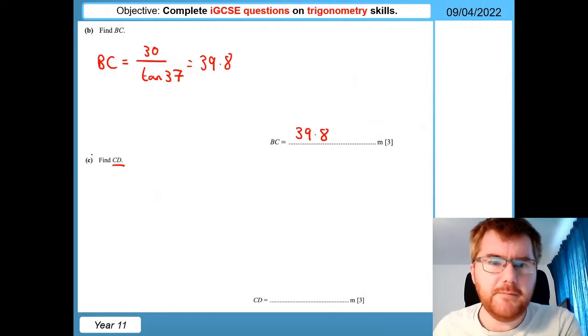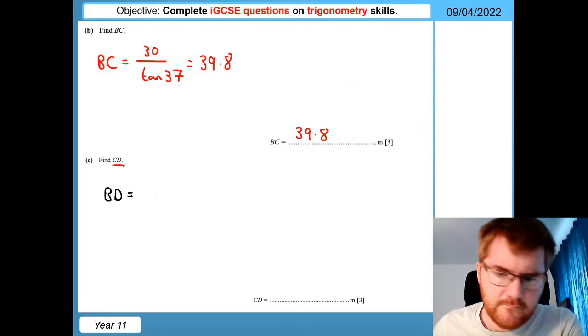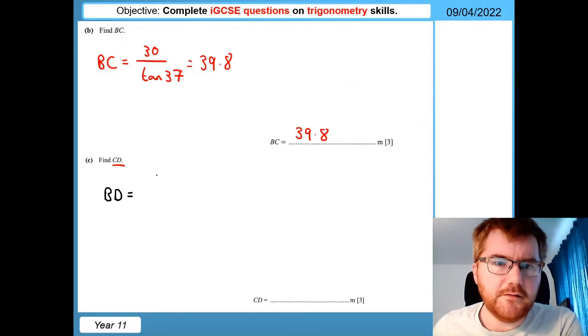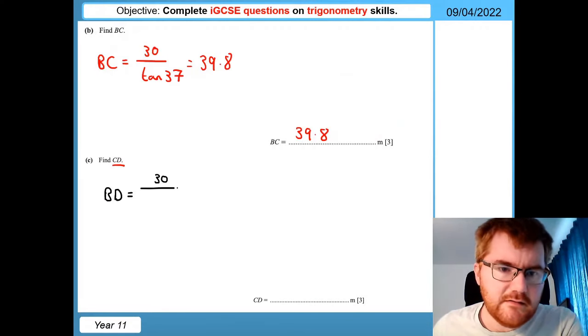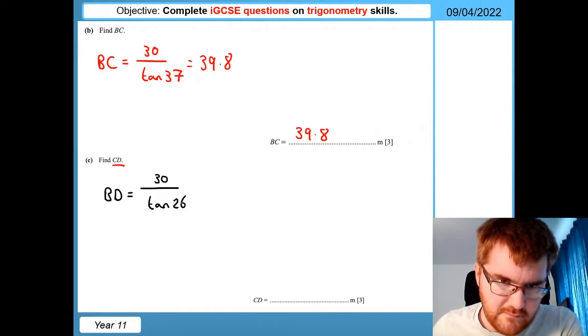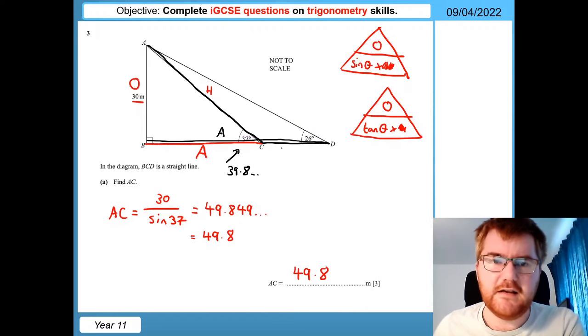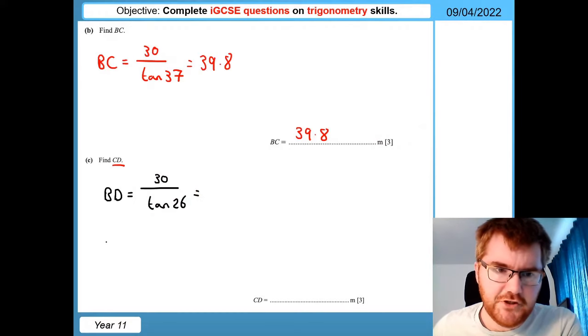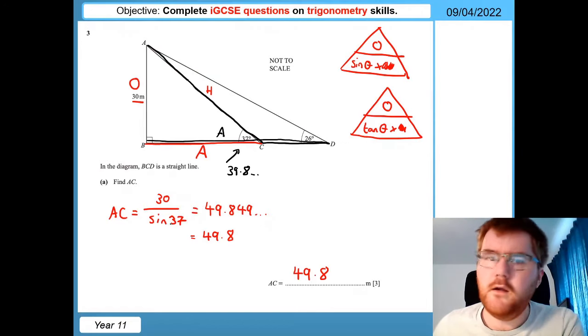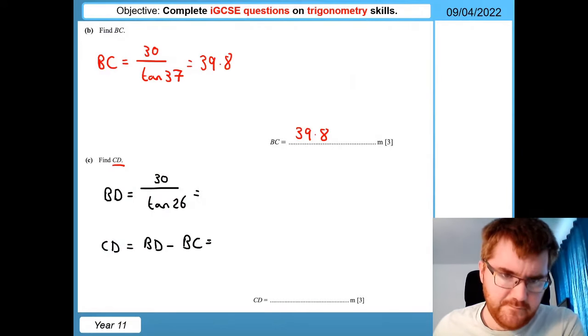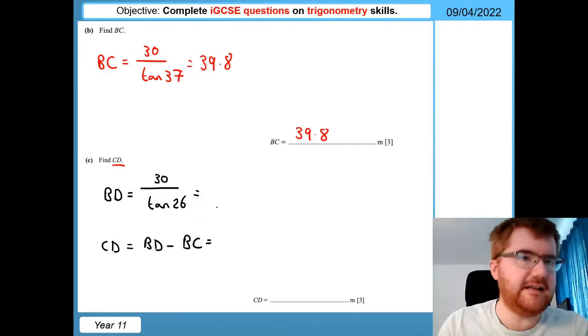So to work out BD, I'm going to use 30 divided by tan 26 and do that on the calculator, and then I can just take BC away from BD to work out CD. Just to show you my working here, CD is going to be BD minus BC to then find the final answer. So let's get the calculator involved now.